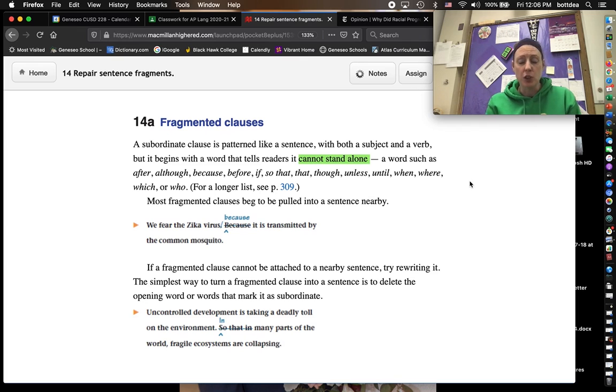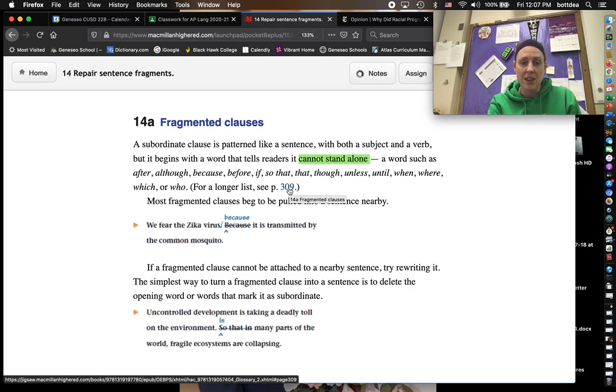Fragmented clauses are groups of words that are patterned like a sentence because they have both a subject and a verb. Right? It has the subject and a verb, therefore it is a clause, but it is a type of clause that cannot stand alone. And the reason why it cannot stand alone is because it's got one of these subordinating conjunctions at the beginning of it. This is just a small list of subordinating conjunctions, ones that are often very popular with students.